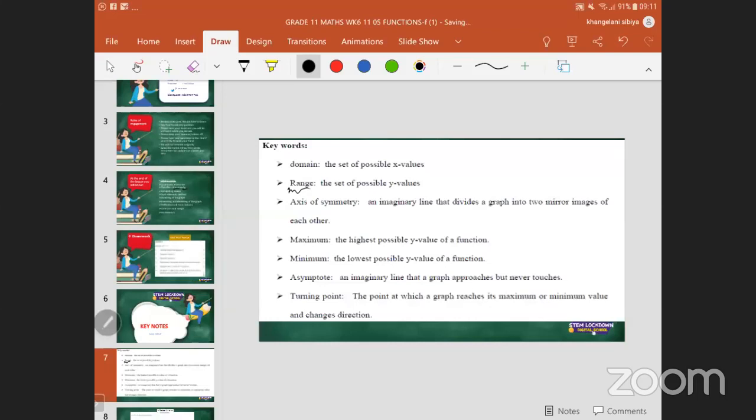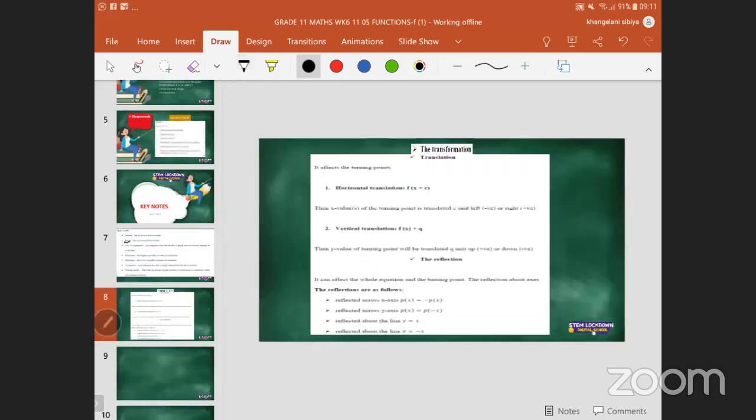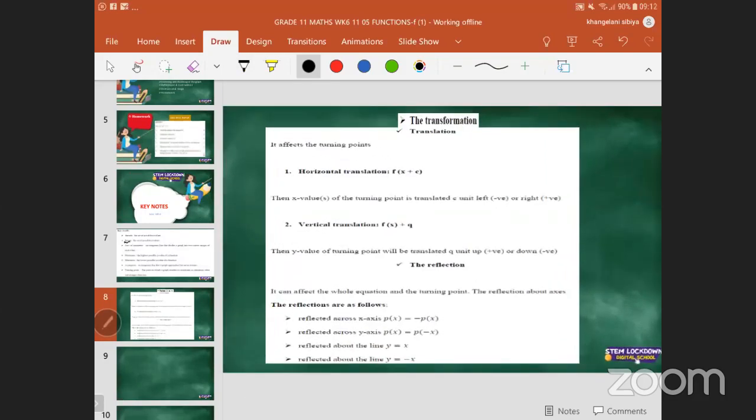I'm sorry, it's an x value of a turning point. Maximum, it's a y value of a turning point, but it's the highest one. But the minimum is the lowest y value of a turning point. Then we talk about asymptotes, obviously, and the turning point. And this slide of transformation talks about horizontal transformation, vertical transformation, and also the reflection. But obviously, I would explain this on our notes because this is very important.